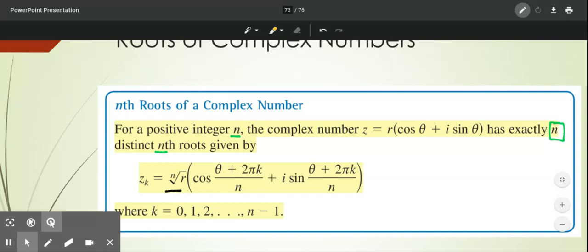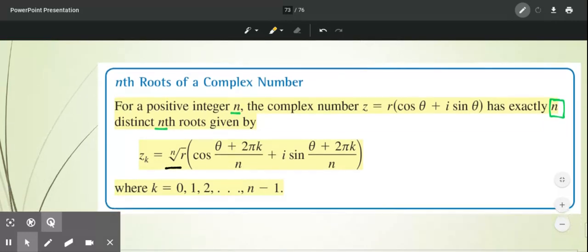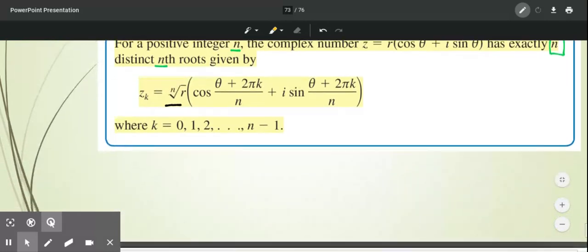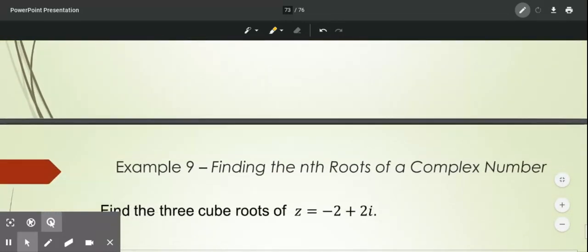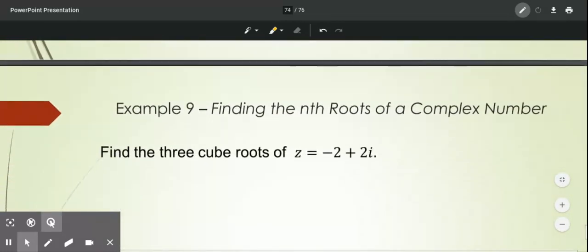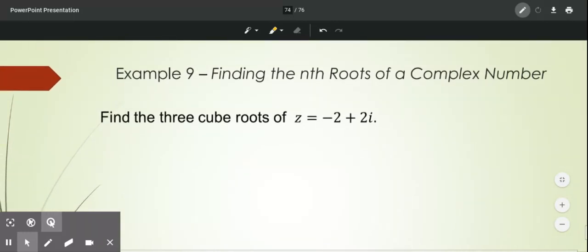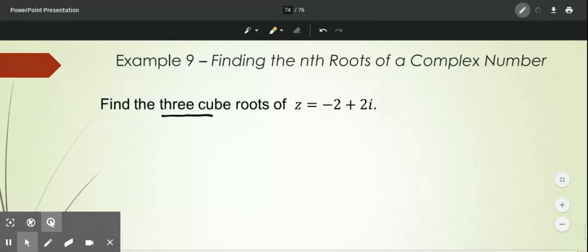I don't necessarily use the formula all the time. I think it will logically make a little bit more sense to you. So let's go through the process of finding, in this case, the 3 cube roots. So how many answers should we have? 3. Okay, so if we're talking about our steps, step 1 is that we need to write this in trig form.